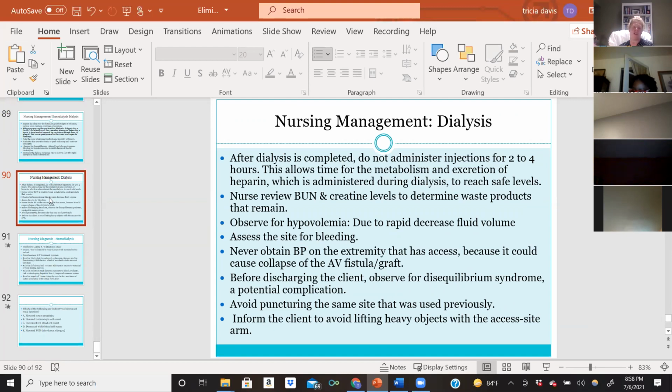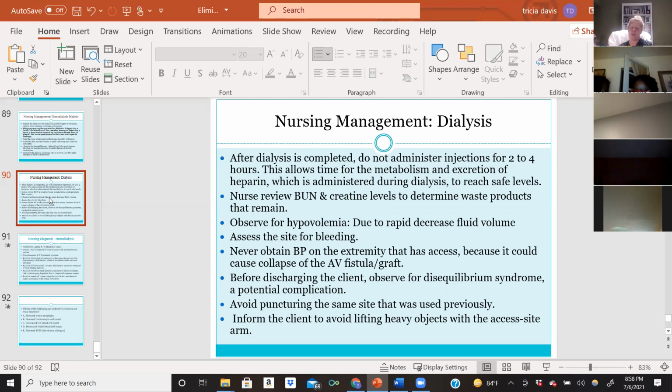You would want to review your BUN and creatinine levels to determine waste products that remain. So obviously, if we did creatinine levels today and they were 7.5, we would want to run them again in the morning to make sure that the creatinine levels have dropped, and they should significantly if they've had dialysis.